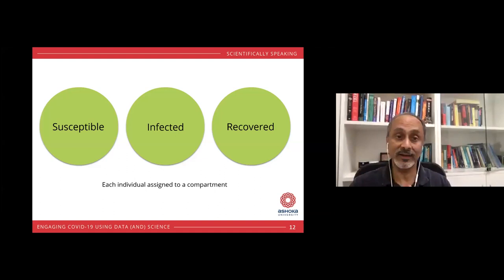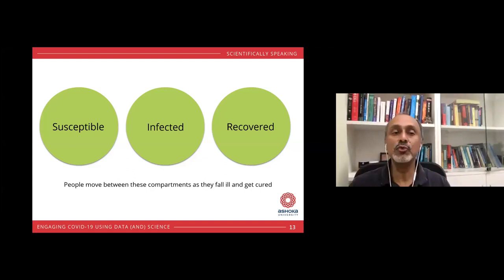This model is really the simplest way to think about what a disease does. It just partitions people into different parts of populations, into different compartments. And given any person, I can tell which compartment they actually fit in. The next step, of course, is to look at how people move between compartments. As you fall ill, once you're infected with the disease, you no longer belong in the susceptible compartment. You should move to the infected compartment. As you recover from the disease, you should move from the infected compartment to the recovered compartment. So this movement between compartments is the next big idea when you think about this mathematically.